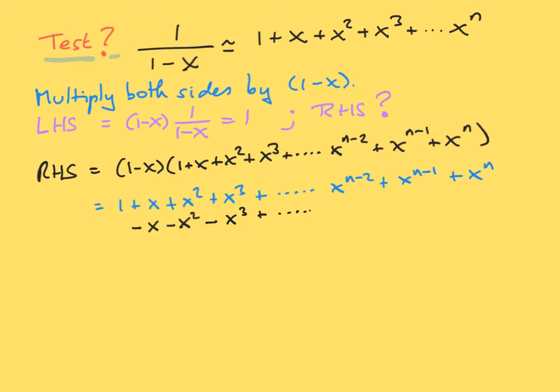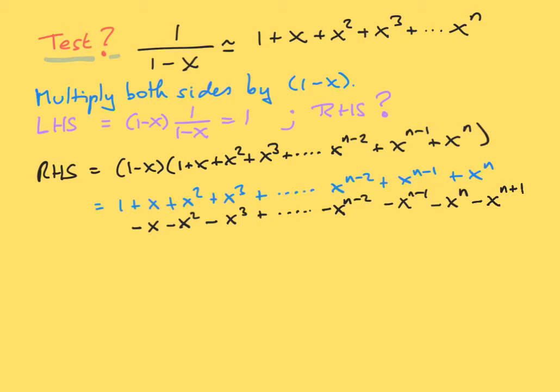And eventually what we're going to get is minus x to the n minus 2, minus x to the n minus 1, just so we see where this one comes from. It comes from minus x times x to the n minus 2. And then we get minus x to the n. That comes from minus x times this. And then last we get the term that comes from minus x times x to the n. And that is minus x to the n plus 1.